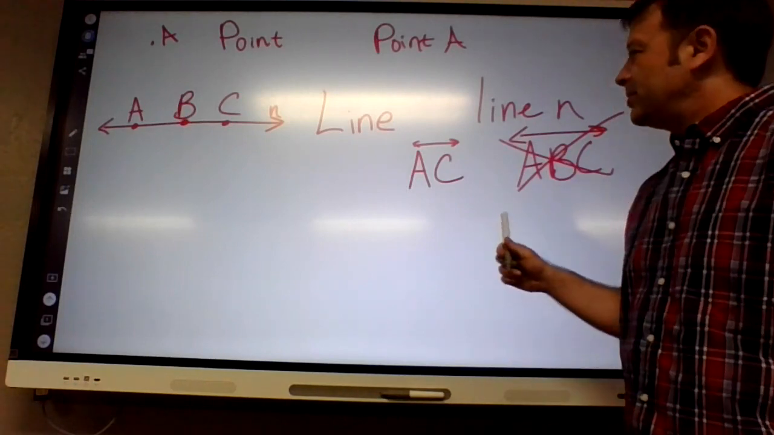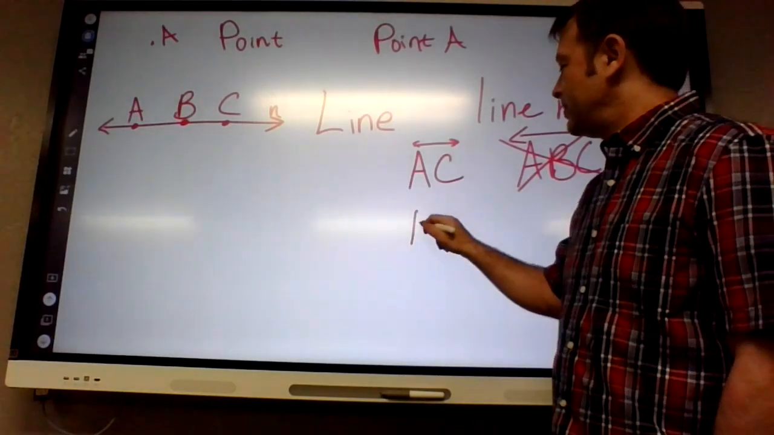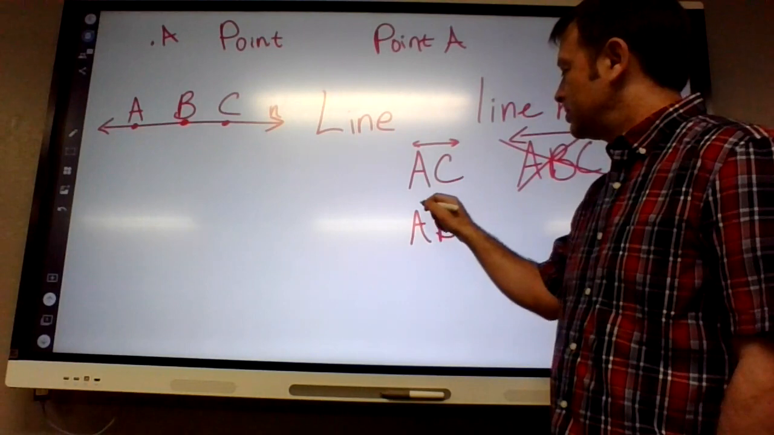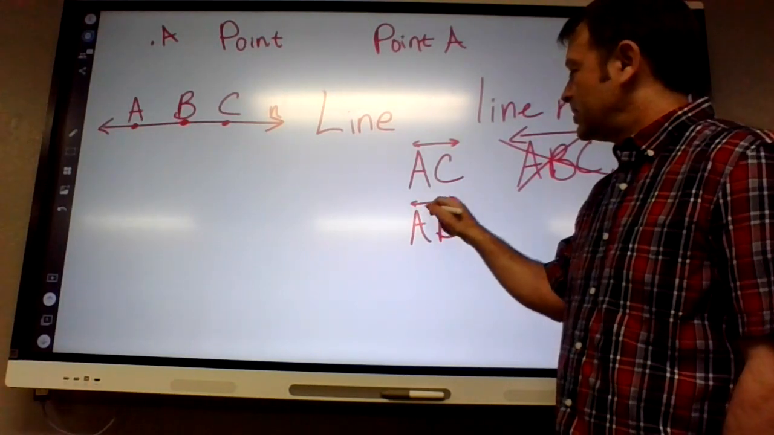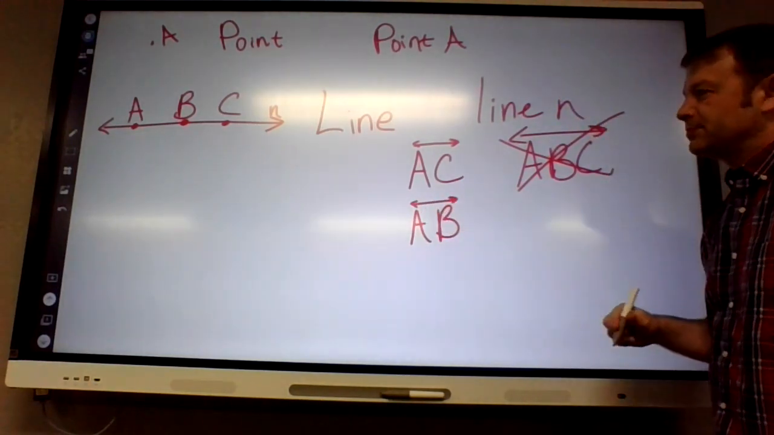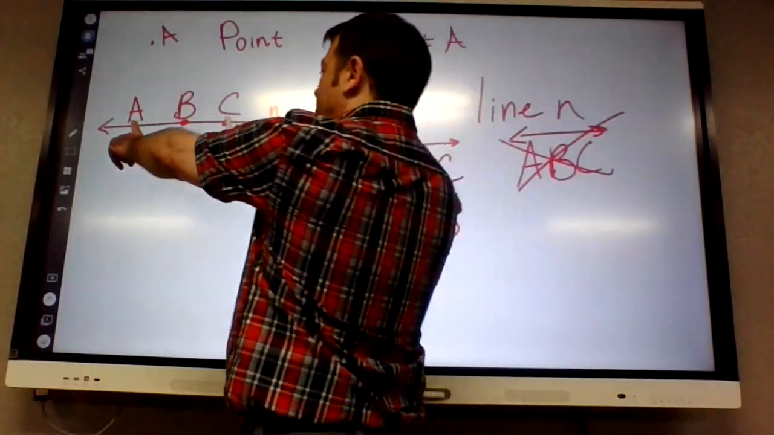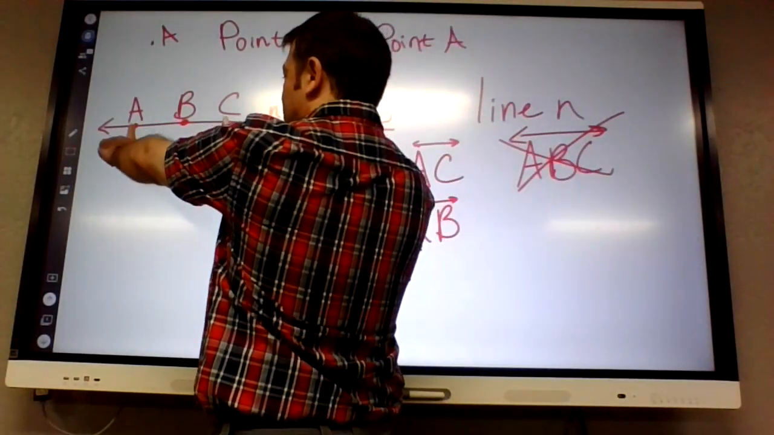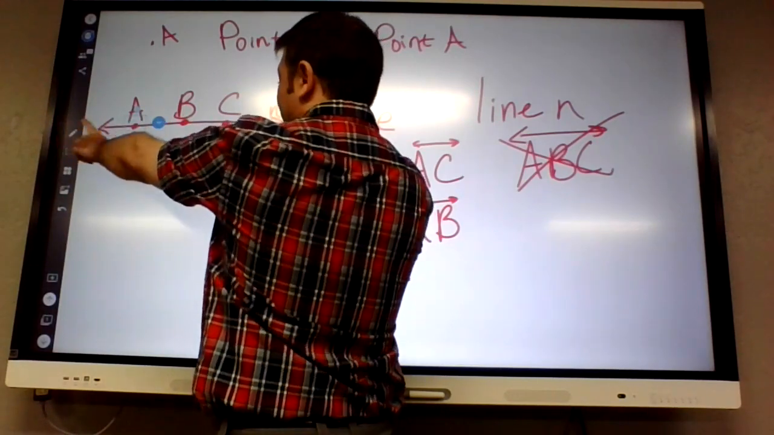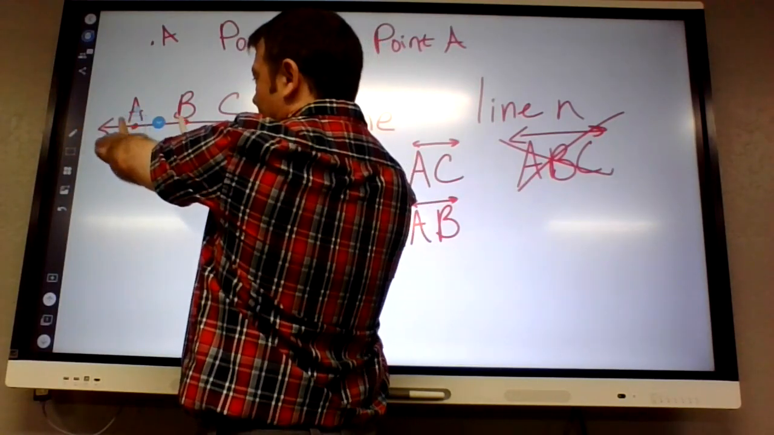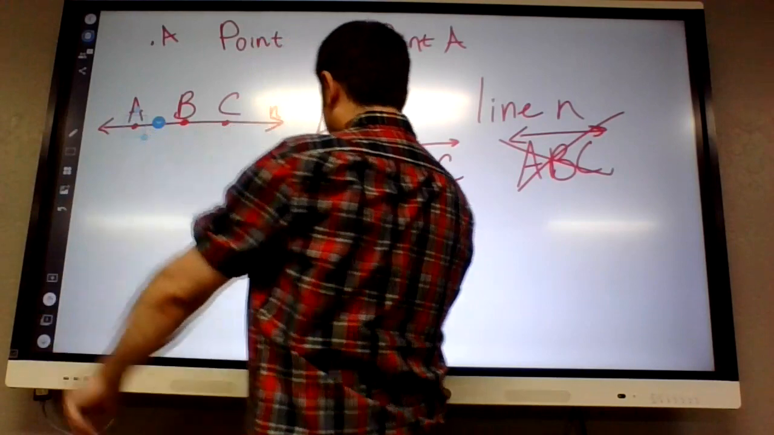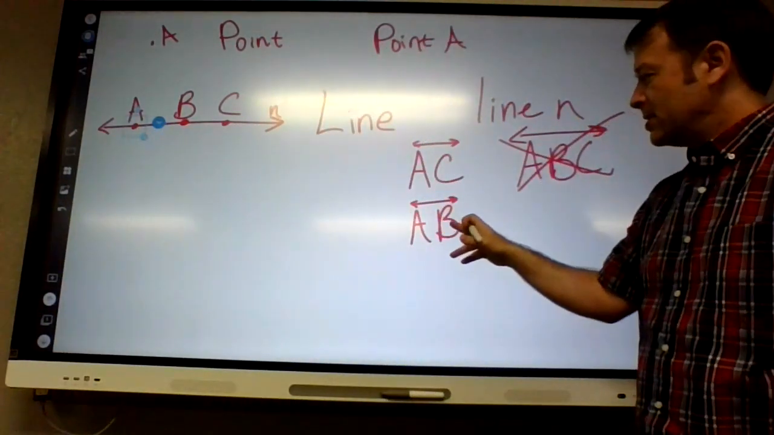Okay. So is line AC the same thing as line AB? Yeah. Why is that the same? Because it's going in the same direction. Okay. Yeah, line AC, am I just talking about from here to here on line AC? No, I'm talking about the whole thing. Is line AB just talking about from here to here? No, I'm talking about the whole thing. So these are the same.